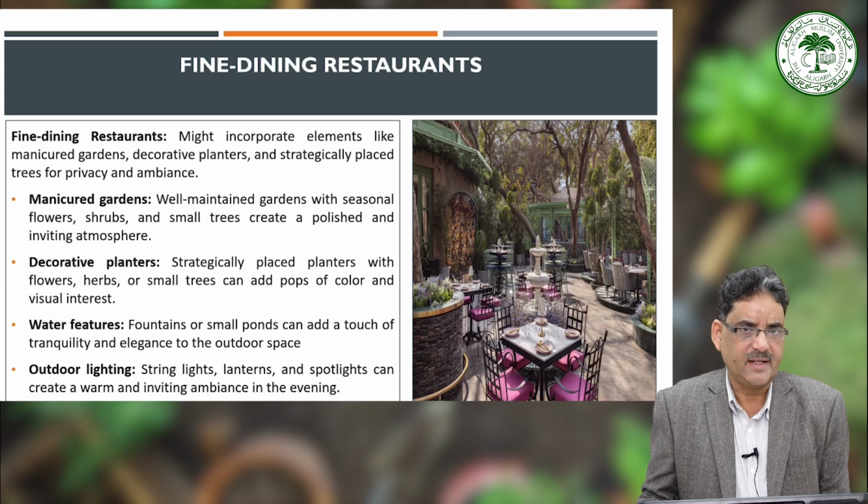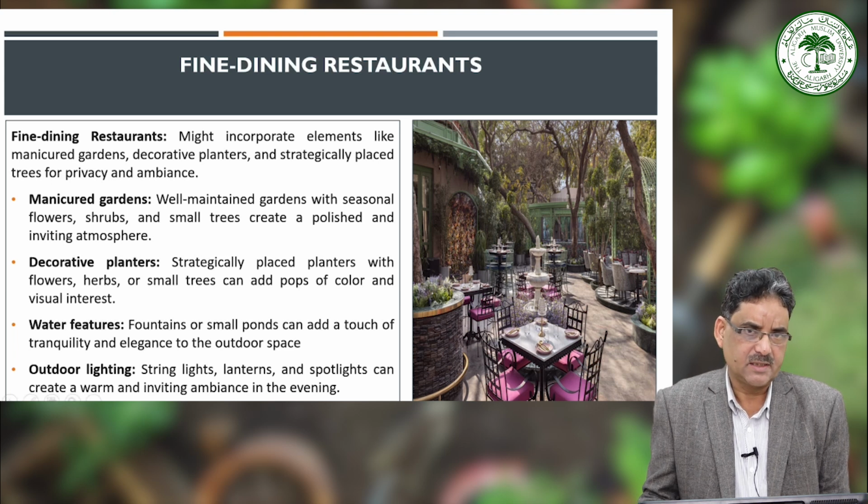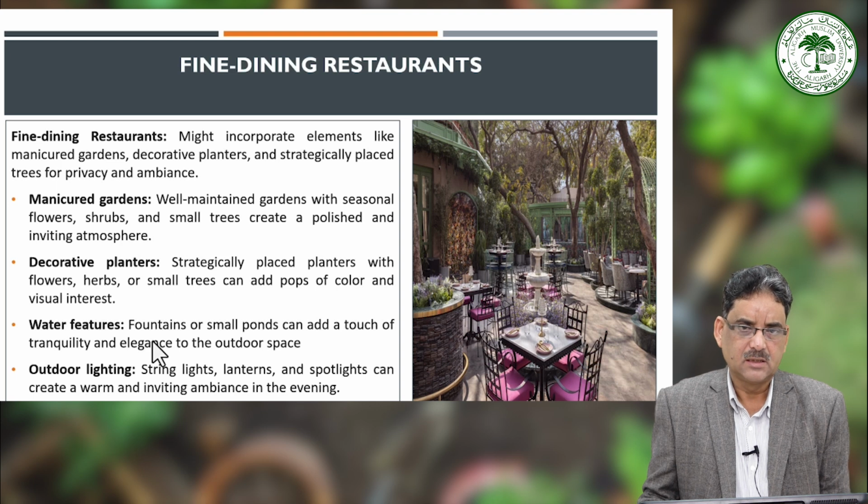Then the fine dining restaurants. This is another type of formal venue that might incorporate elements like manicured gardens, decorative planters, and strategically placed trees for privacy and ambience. Here are some key considerations for landscaping a fine dining restaurant, which include manicured gardens: well-maintained gardens with seasonal flowers, shrubs and small trees create a polished and inviting atmosphere.